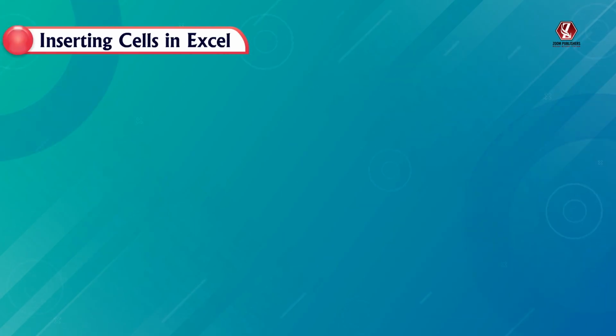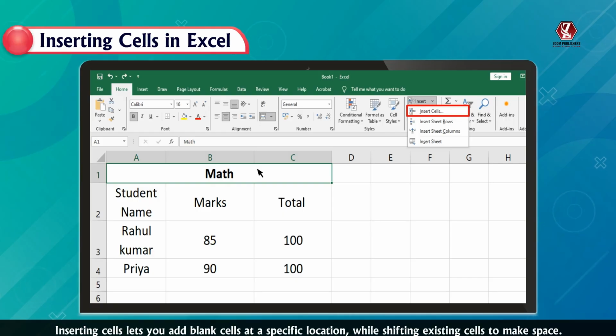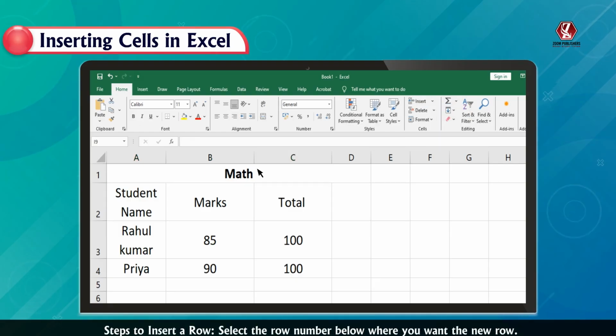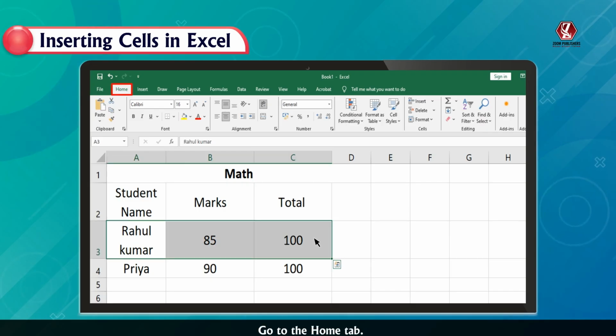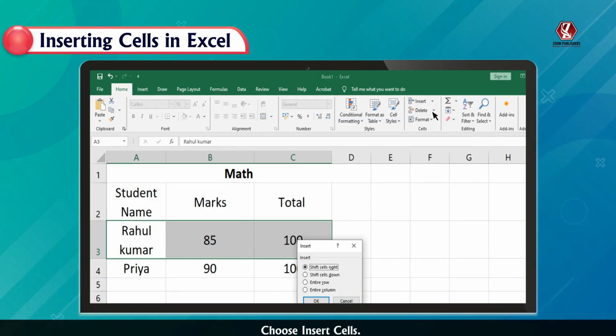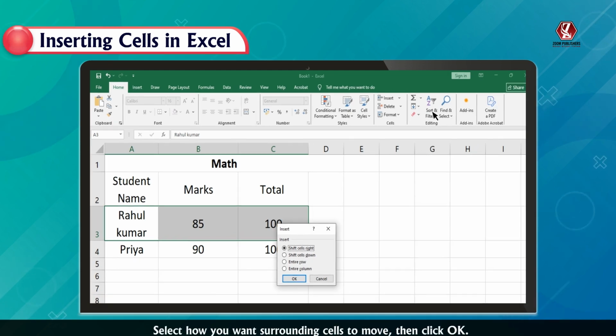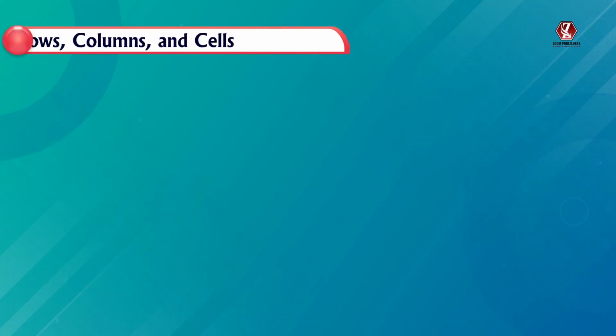Inserting cells in Excel. Inserting cells lets you add blank cells at a specific location while shifting existing cells to make space. Steps to insert a cell. Select the cell where you want to insert a new one, go to the Home tab, click Insert drop-down arrow in the Cells group, choose Insert Cells. Select how you want surrounding cells to move, then click OK.